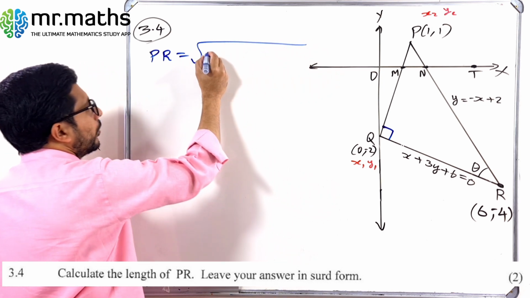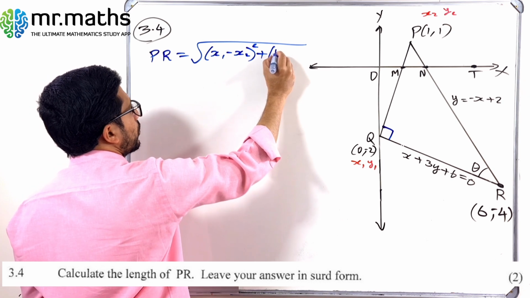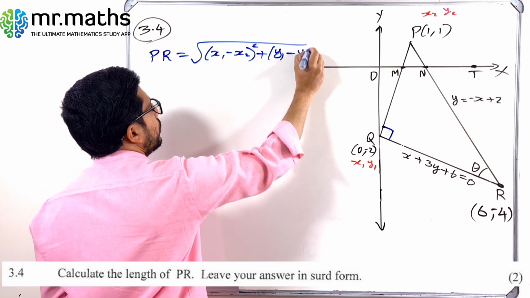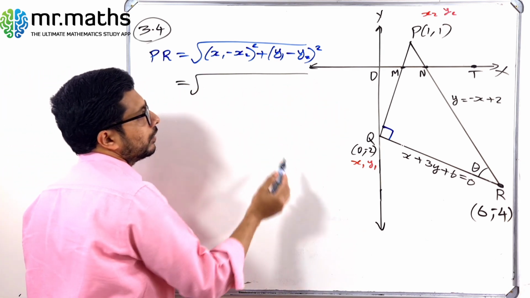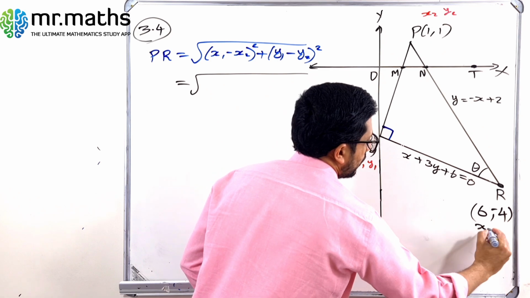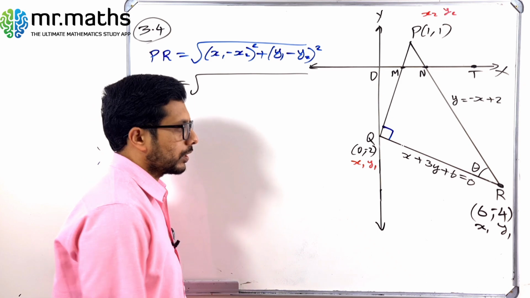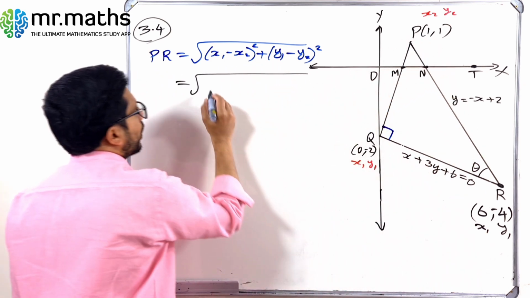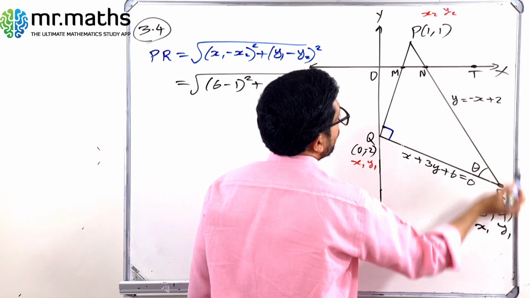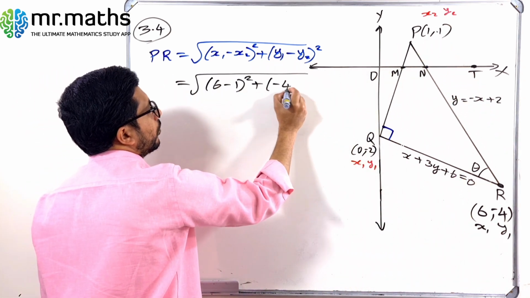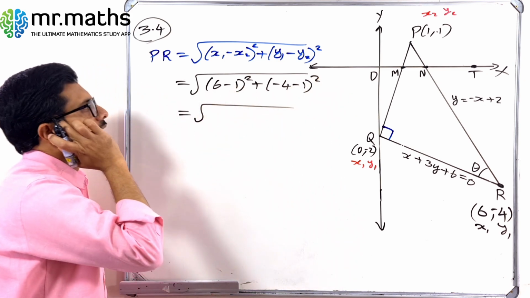Square root of, I hope all of you know how to substitute the values and the formula also: (x1 minus x2) the whole square plus (y1 minus y2) the whole square. So substitute the values now. Okay, square root of, let's take this one as x1, y1 and this one as x2, y2. Or the other way around, we will get the same answer. Okay, so (6 minus 1) the whole square plus (y1 minus y2), (minus 4 minus 1) the whole square. So here now what is the answer? Take your calculator, try to find the answer.